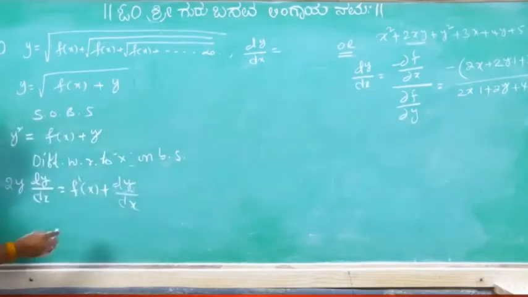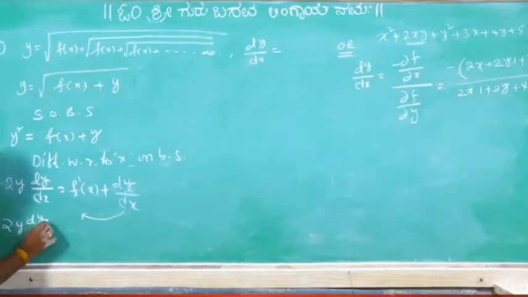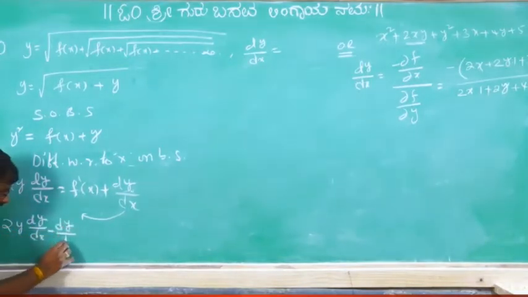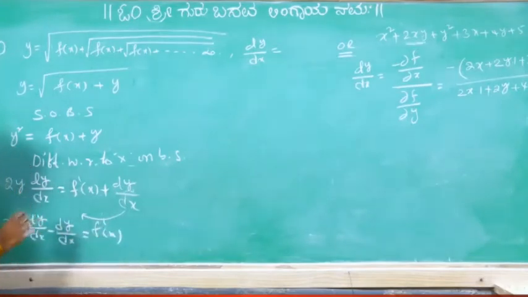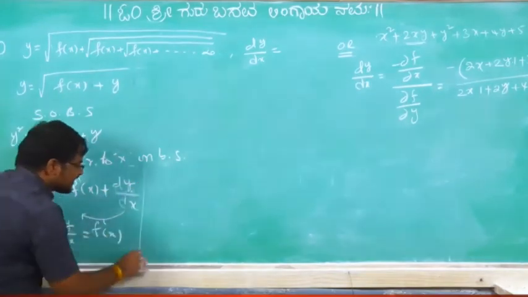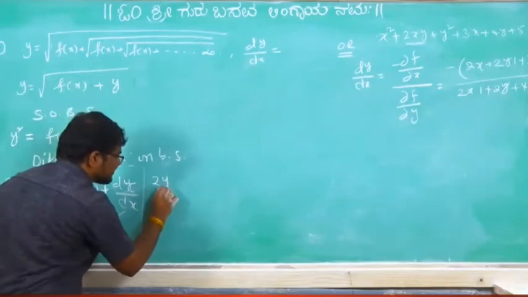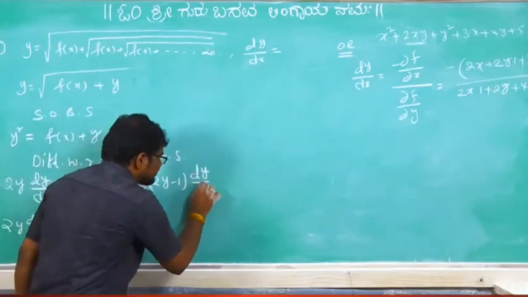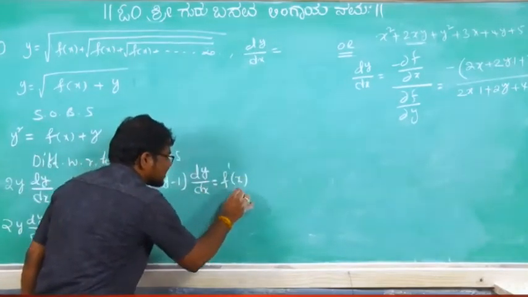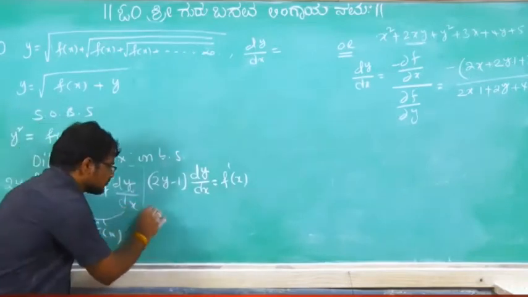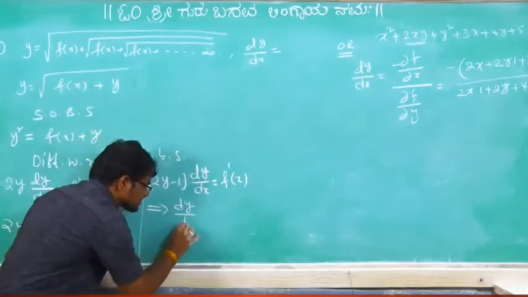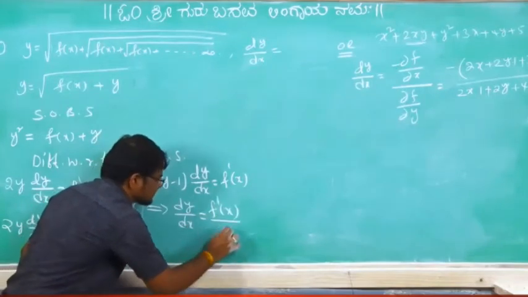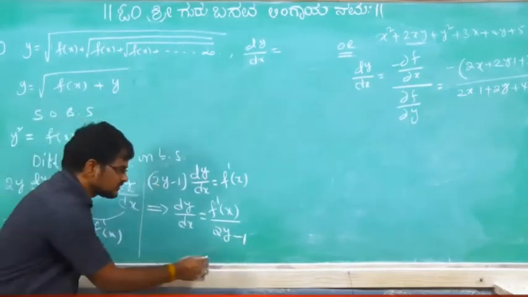Now take this one to this side. What is remaining? 2y dy by dx minus dy by dx equal to f dash of x. Finally, in these two, what is common? dy by dx. If you take dy by dx common, 2y minus 1 remains, into dy by dx equal to f dash of x. That implies dy by dx equal to f dash of x by 2y minus 1. So this is our answer.